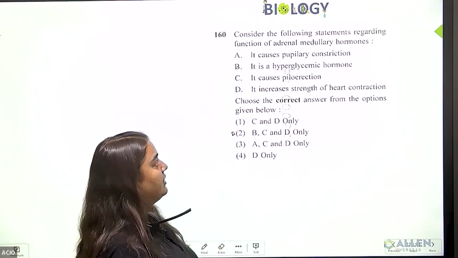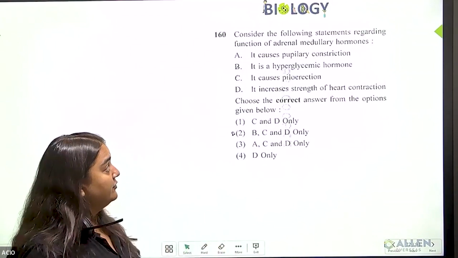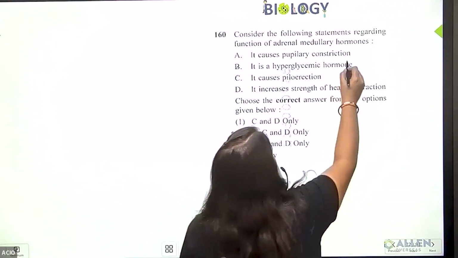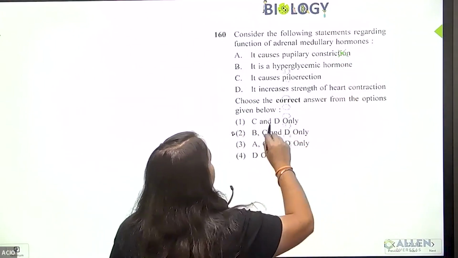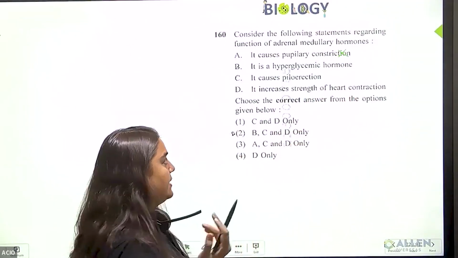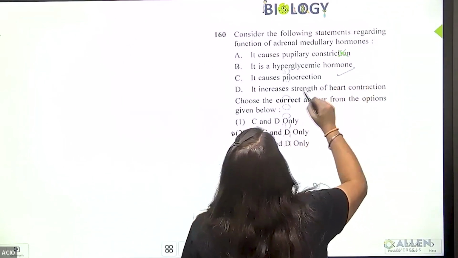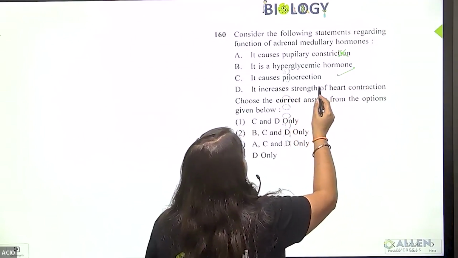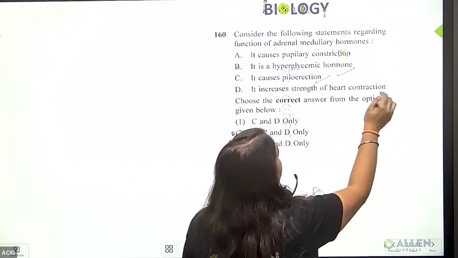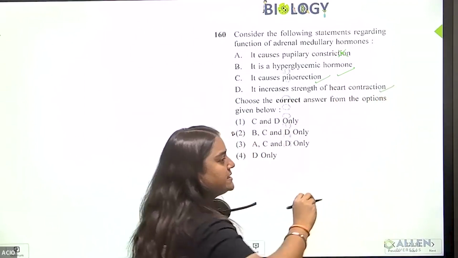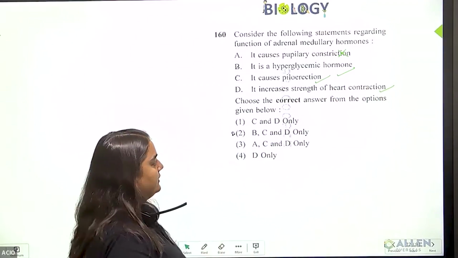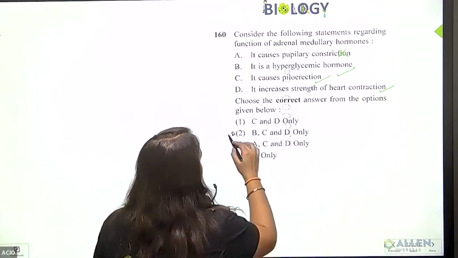Consider the following statements regarding the function of adrenal medullary hormones. It causes pupil dilation, not constriction. It is going to increase the sugar level in your blood. Yes, emergency hormone. It is going to cause piloerection, that is goosebumps. Yes. It increases the strength of heart contraction. Yes, heartbeat increases. Therefore, your breathing rate will also increase. Breathing rate increase, heart rate increase. So answer will be B, C, D.